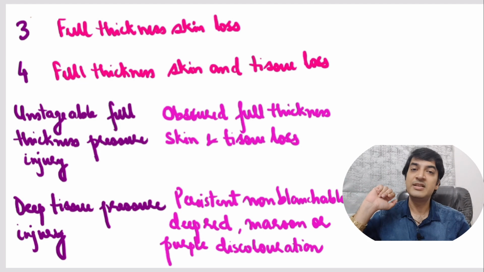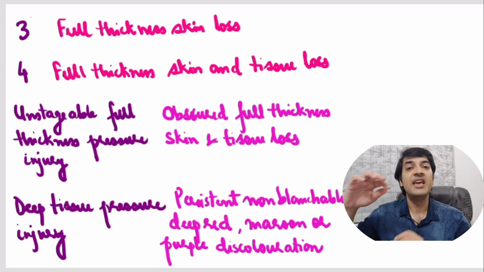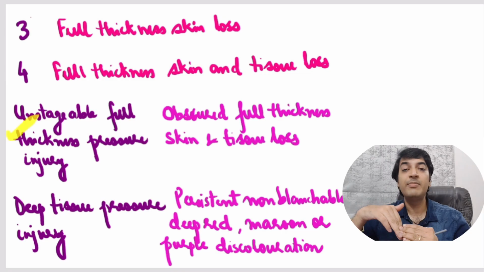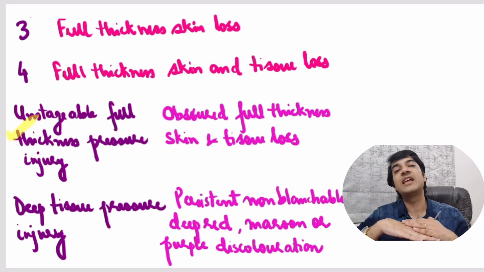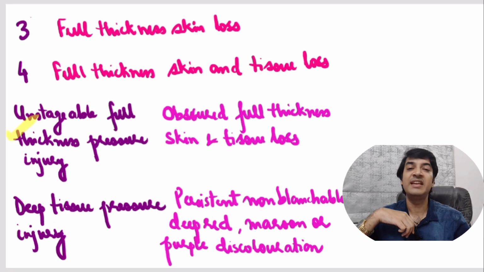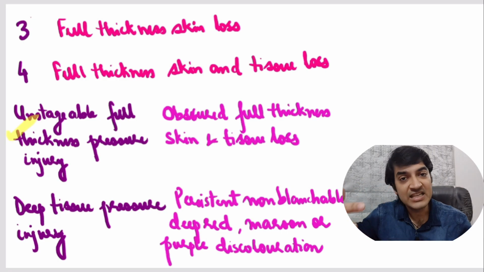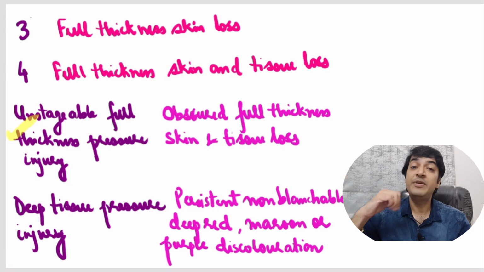Two more important terms that you need to know are unstageable full thickness pressure injury. Here there is full thickness injury, but you cannot stage it. Why? Because jo ulcer ka base hota hai, that ulcer base is covered with a slough or an eschar. Therefore, it is difficult to stage that injury, and that is why it is called as an unstageable full thickness pressure injury. Another term that is important is deep tissue pressure injury.